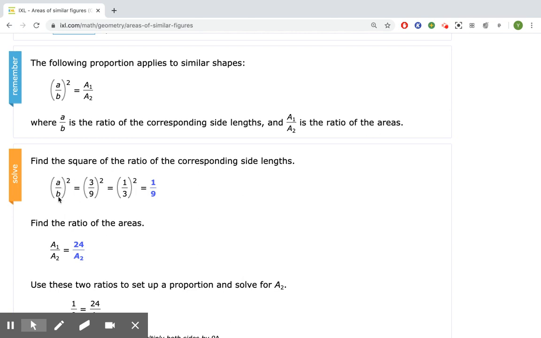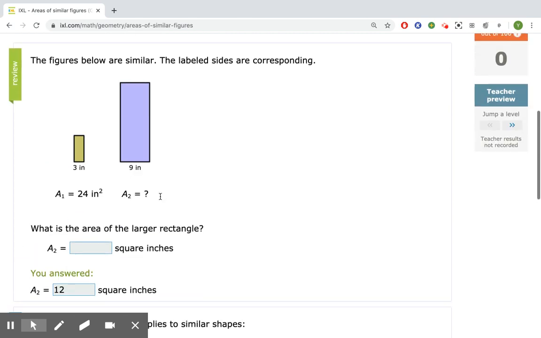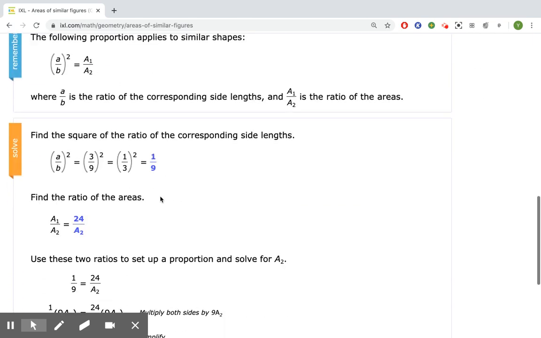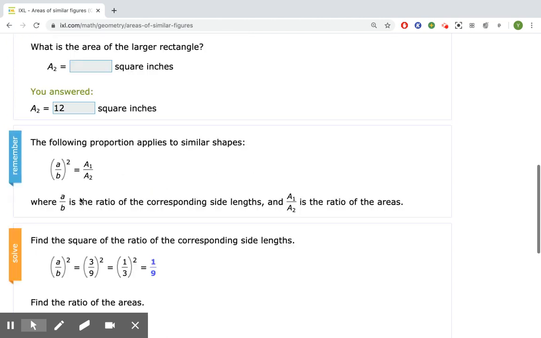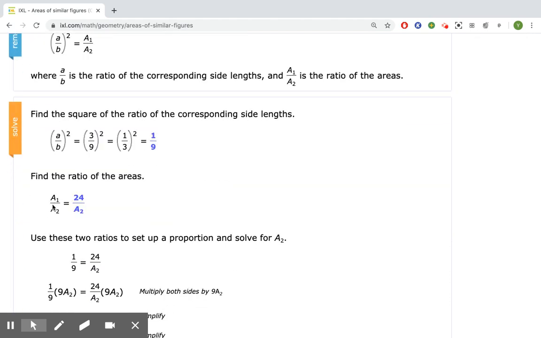So here it says, find the square of the ratio of the corresponding side lengths. A over b became 3 over 9, and they reduced that to 1/3, and 1/3 squared is 1 over 9. That's their way of doing it. You don't have to reduce, you can just square it. It'll still work. And it says find the ratio of the areas. A sub 1, which came from the smaller one, is 24, and a sub 2 is the one we don't know. And they left it like this. I would have put x, but a sub 2 works.